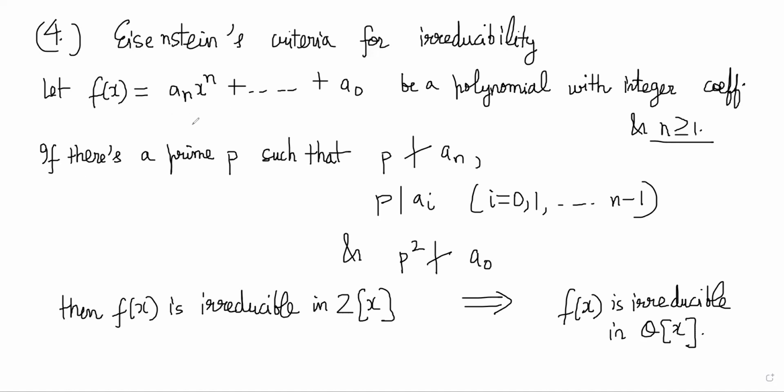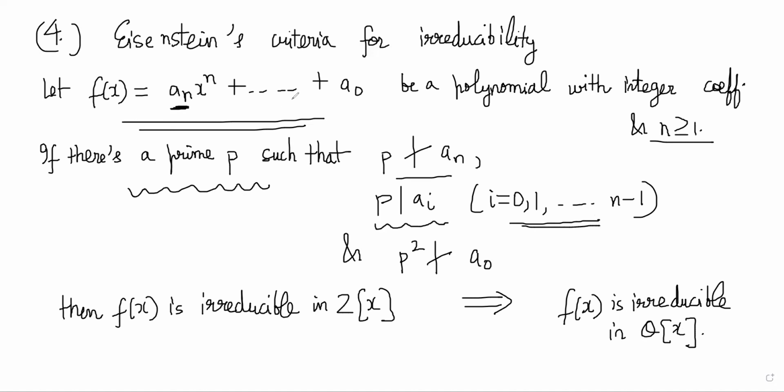So basically, what are we saying here? We have a polynomial with integer coefficients and degree greater than or equal to 1. If there is a prime p such that p doesn't divide the highest coefficient, p doesn't divide a_n, but p divides all the other coefficients, every other coefficient is divisible by p, and p squared does not divide the last coefficient, the constant term. In that case, f of x is irreducible in Z of x, and also that implies that f of x is irreducible in Q of x, right?